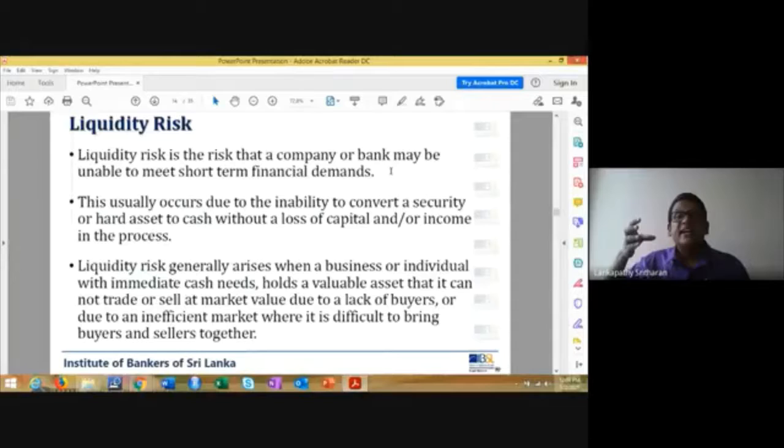Institution-wise liquidity risk is the risk where a particular institution does not have adequate liquid assets to convert into cash to meet its short-term financial obligations. That is the company-wise, bank-wise, institution-wise liquidity risk. The other one is market liquidity risk, where the market is not efficient enough to convert those assets into hard currency or liquidity. So there are two types of liquidity risk involved.